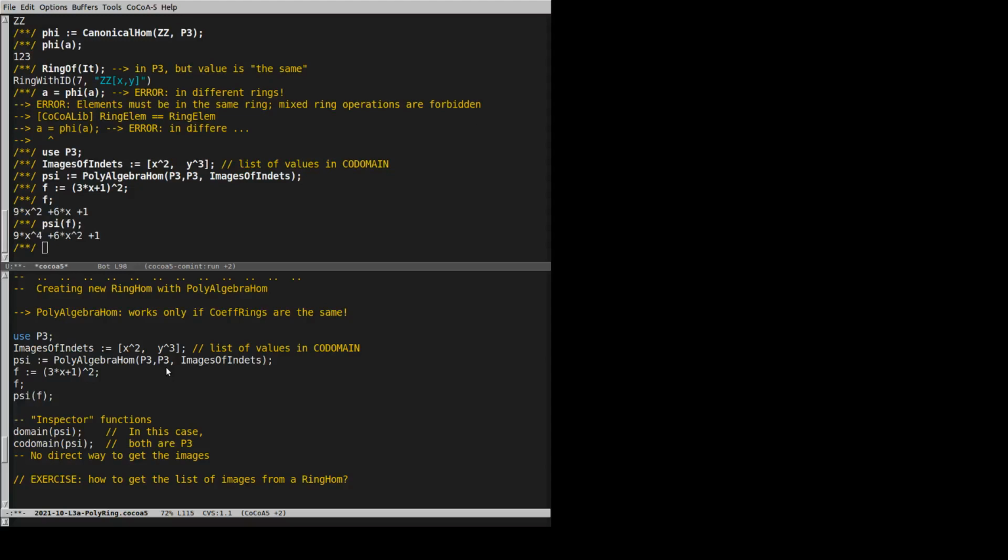Actually, this element doesn't even involve Y, so not terribly exciting. But we see that it mapped each X to an X squared, which is what we expected. If there had been some Y's in here, that would have been mapped to a Y cubed.